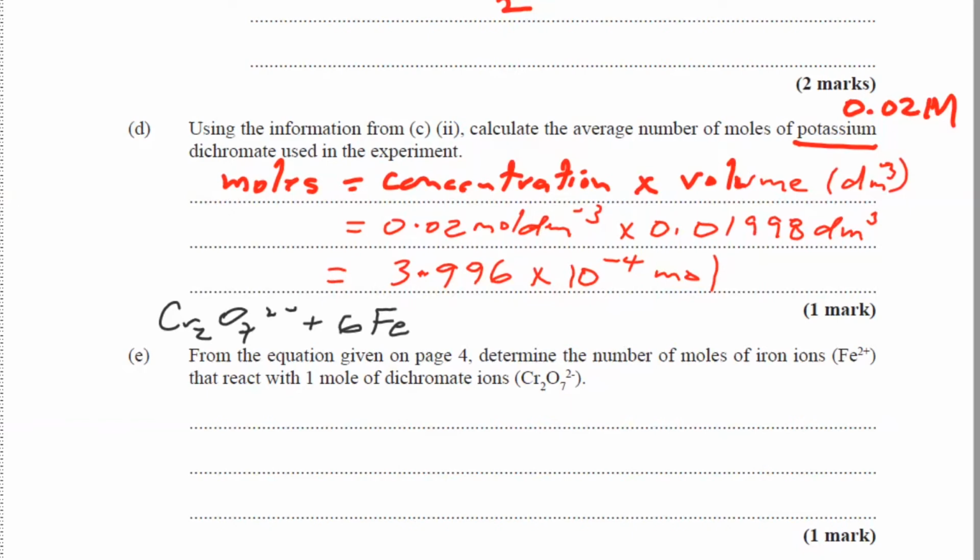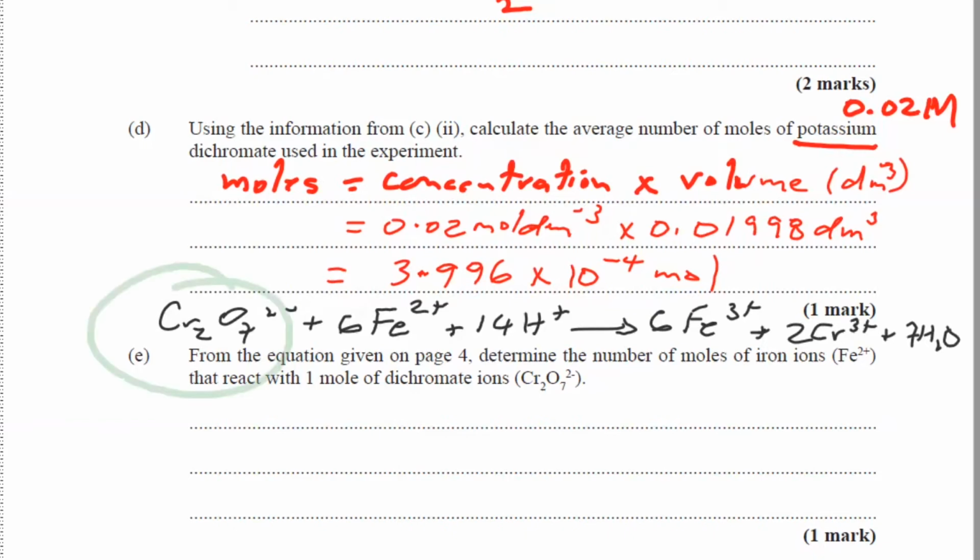Let's fix that. So that's 6 Fe 2 plus 14 H plus to give 6 Fe 3 plus, 2 Cr3 plus and 7 water. So from the question, we're concerned about dichromate and iron, the mole ratio of dichromate and iron.